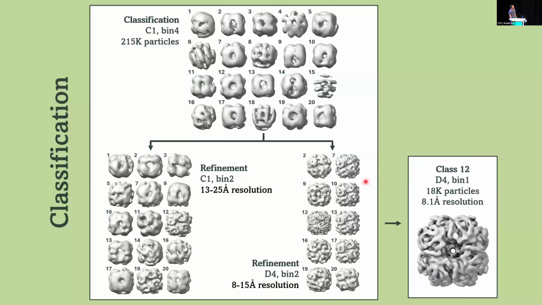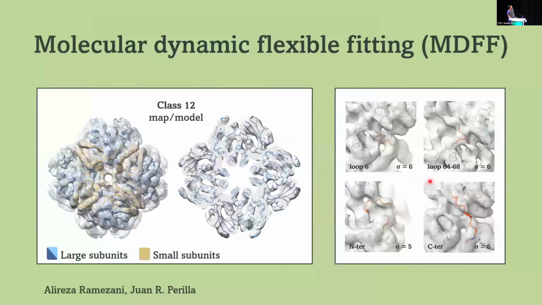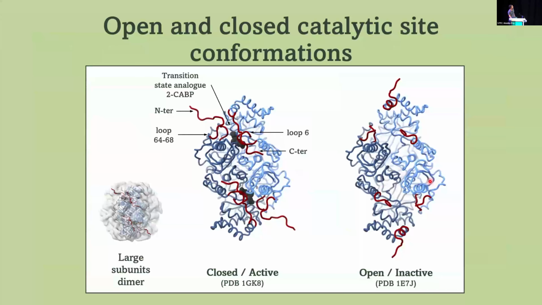The best resolution I could get is this class 12 that was resolved to 8.1 angstrom. And so with better than 10 angstrom resolution, we see all the helices, all the beta sheets, the loops, and so on. So we could do some flexible fitting. This was done by Alireza Ramezani and Juan Parilla from Delaware University. And yeah, they did a really good job.